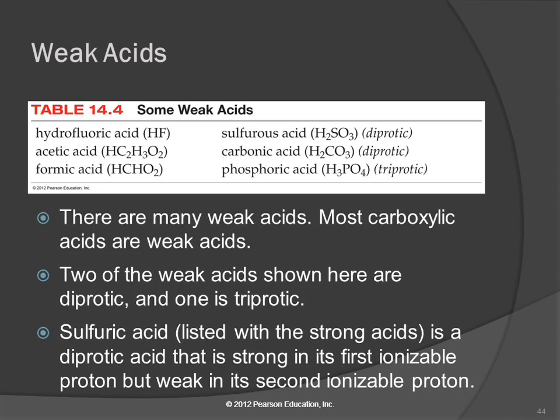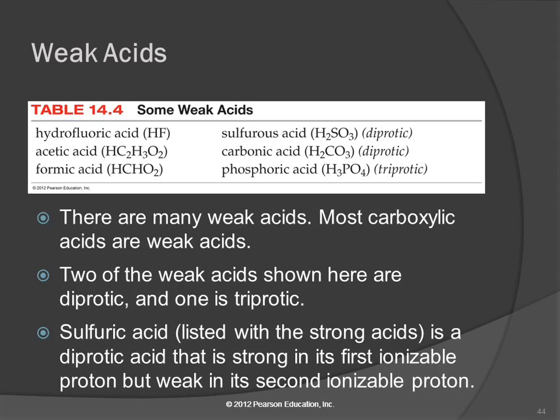So when you put phosphoric acid into water, and actually this happens with sulfuric acid, and it says here at the bottom. Sulfuric acid is listed with the strong acids because the first hydrogen ion comes off completely. The second one, though, only comes off partially. And so they come off one at a time. It's not an all or nothing thing. So the phosphoric acid is a weak acid.